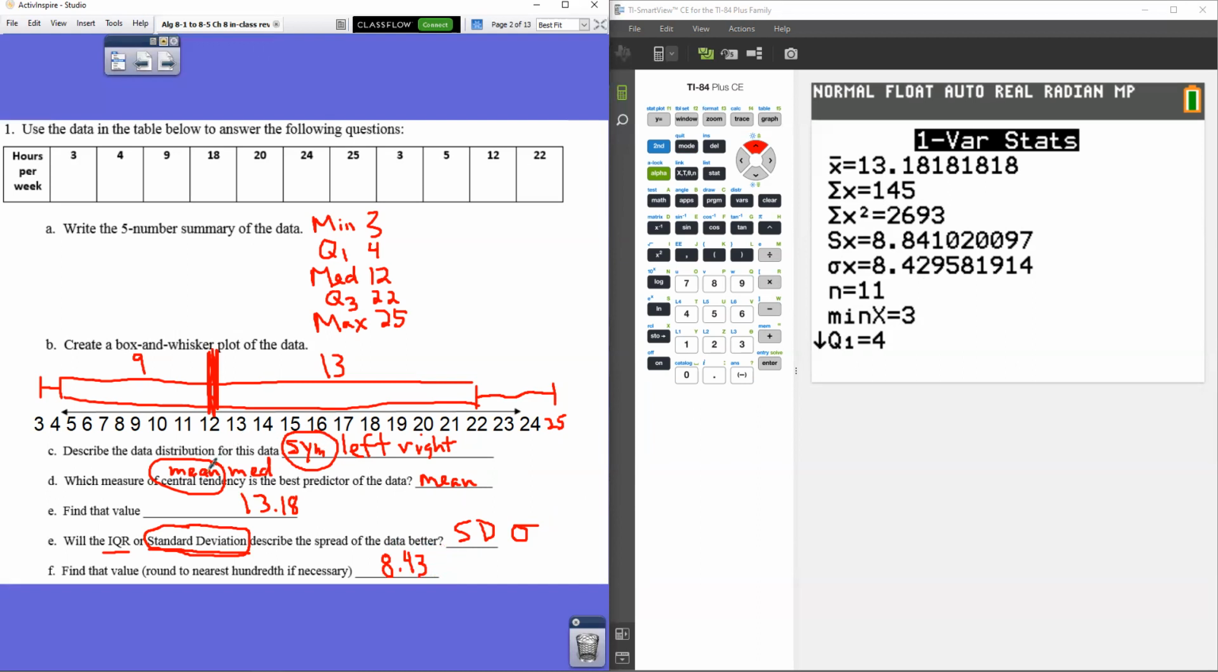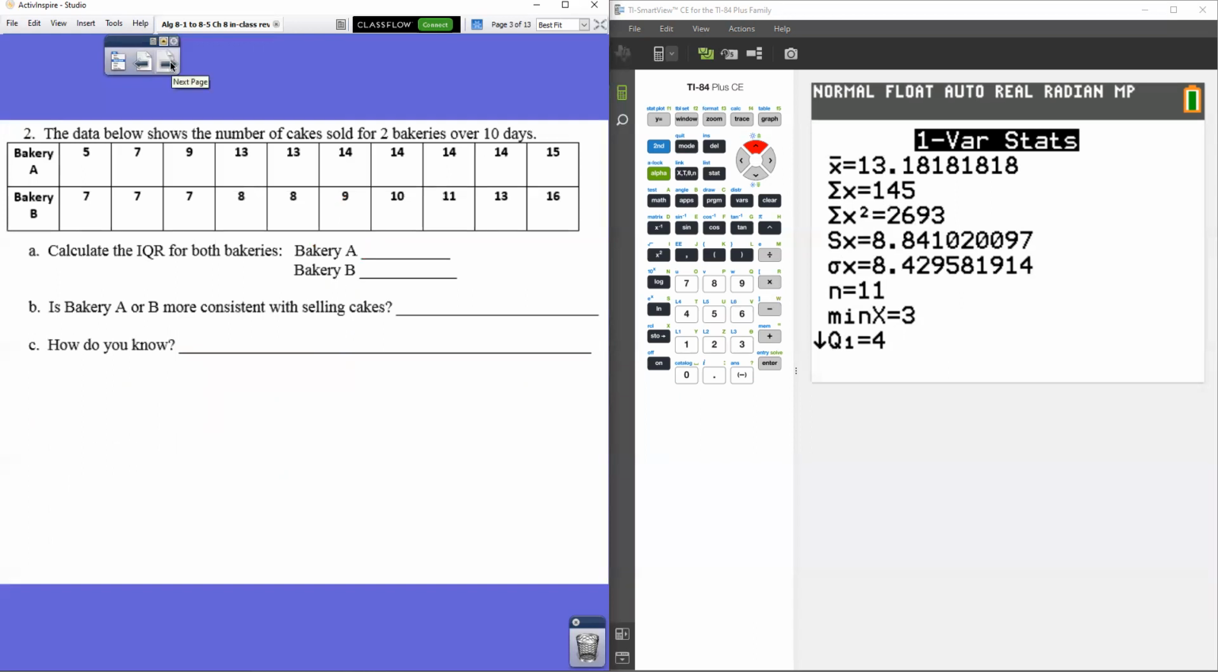So symmetric is mean and standard deviation. Skewed left or right would be median and IQR. All right, please make sure that you realize that. And again, I'm sorry for this example. It's not exactly the best example in the world. Let's take a look at question number two.